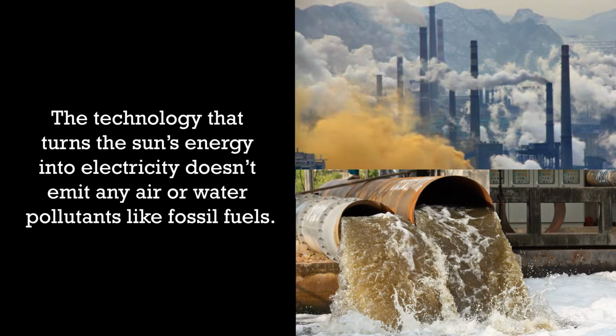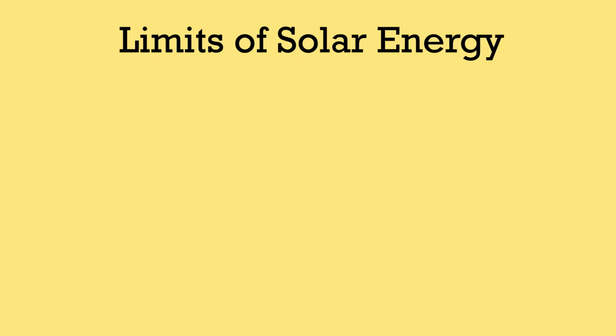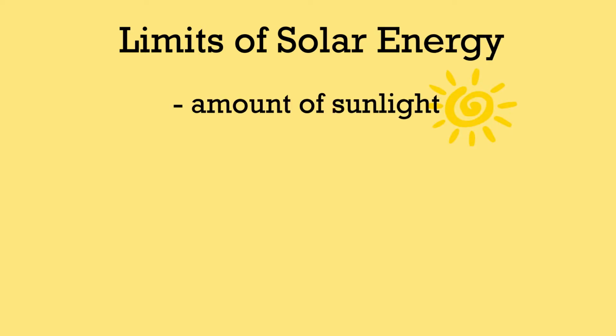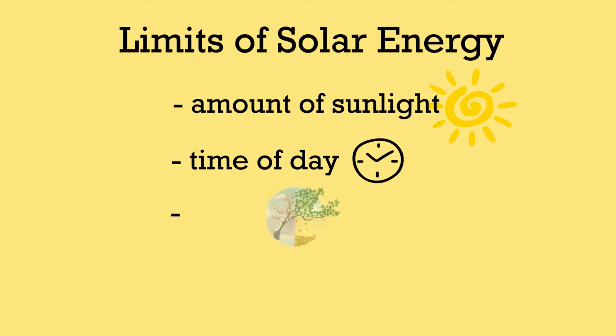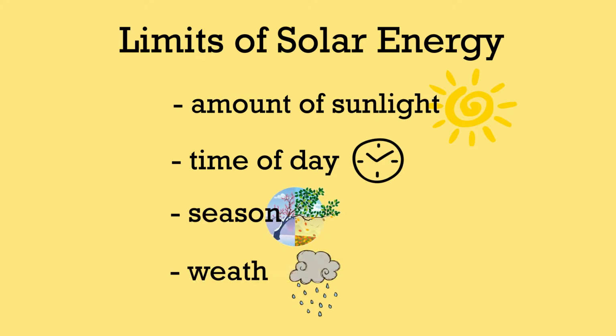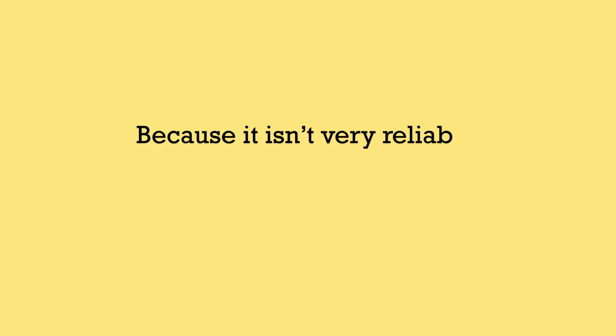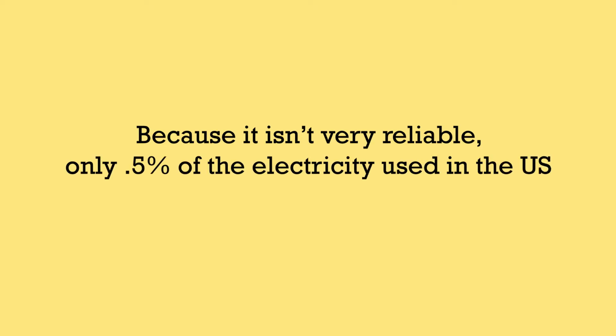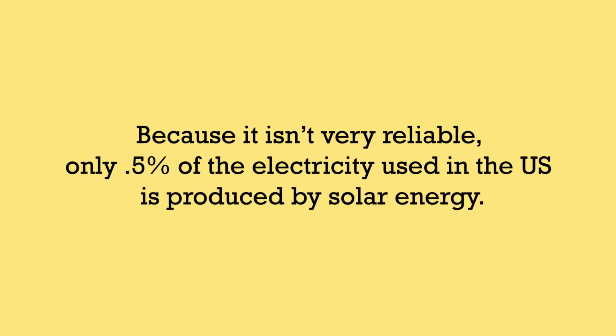The technology that turns the sun's energy into electricity doesn't emit any air or water pollutants like fossil fuels, which is great for the environment. However, solar panels need to be in specific places, and the amount of sunlight that these panels get also depends on the time of day, what season it is, and what the weather is like. So, while solar panels are a great alternative to non-renewable resources, there are some limiting factors to this energy source. Because it isn't very reliable, only 0.5% of the electricity used in the US is produced by solar energy.